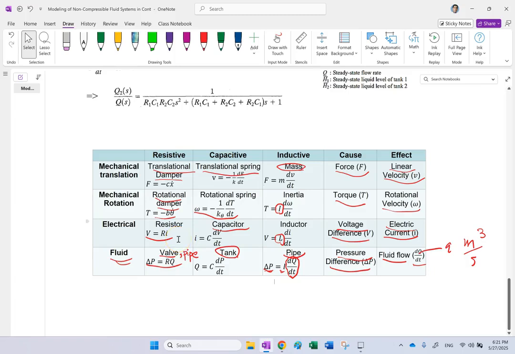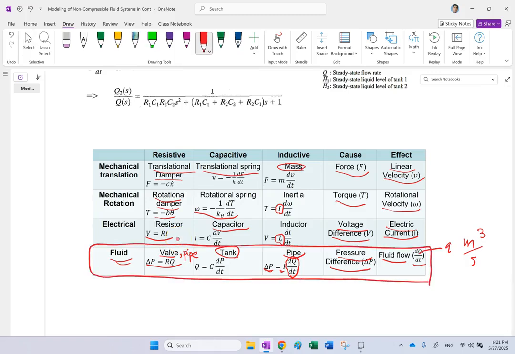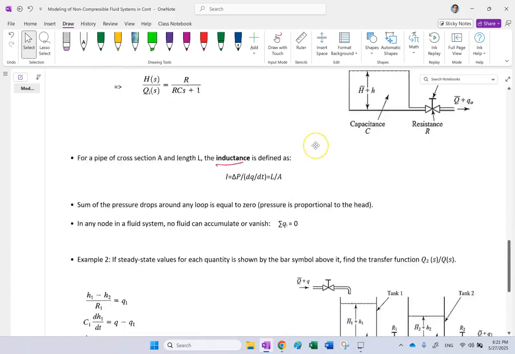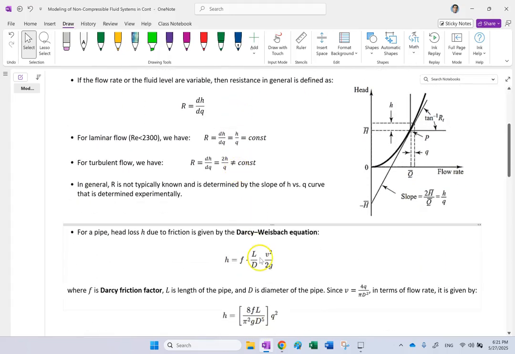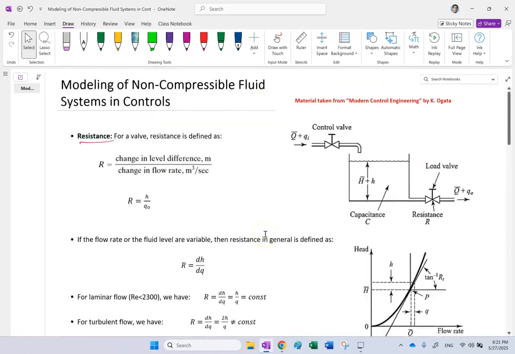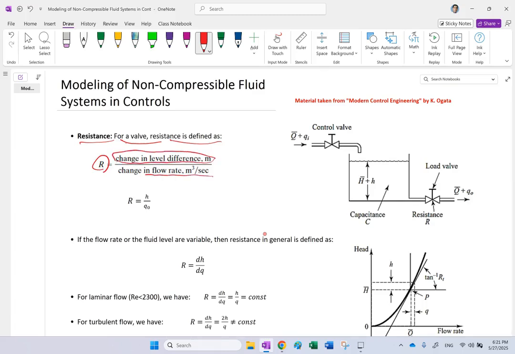So the goal is basically to look at this bottom part here. For that, first we start with resistance. We first define the resistance for a valve, in general, and then I'll show you how to go about a pipe. What is the resistance in a pipe? For a valve, the resistance R is defined as the change in the level difference divided by the change in flow rate.